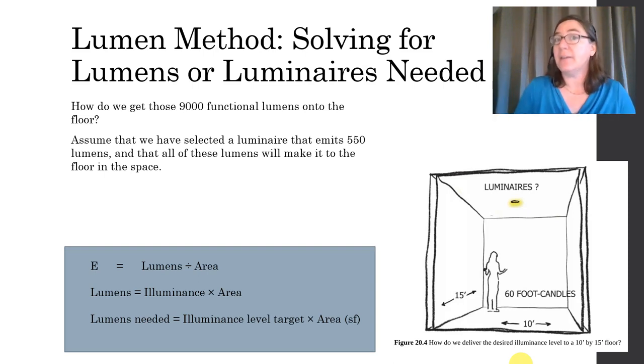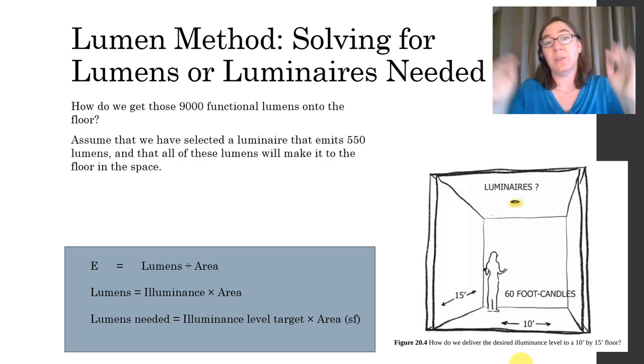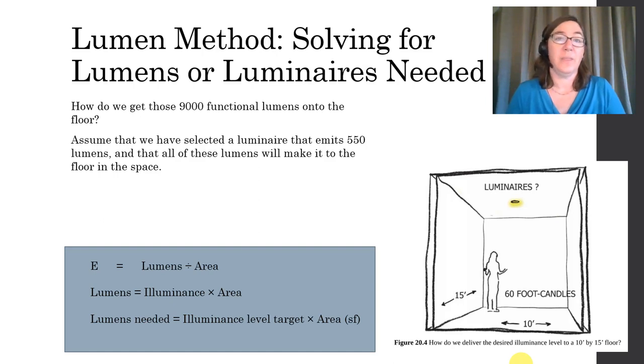Assuming that we've selected a luminaire already, we've got one in mind, and it specifically emits 550 lumens. And we're going to make the assumption here that all of the lumens are going to make it to the floor in the space. How many luminaires do you need for this room? Go ahead and pause and see if you can figure this out.